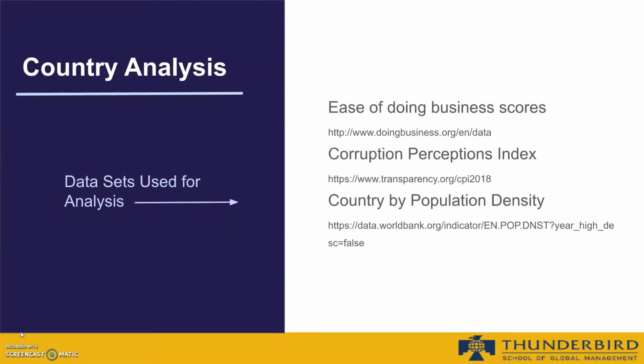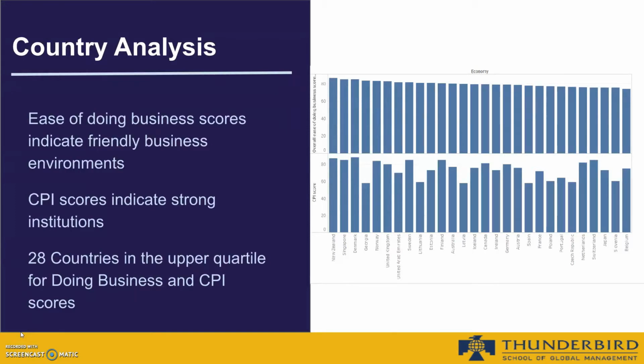shopping day. So for our country analysis, we used data sets from 3 different organizations. We used ease of doing business scores, corruption perception index scores, and population density data from the World Bank. We used ease of doing business scores because they're general indicators of friendly business environments. They measure things like getting electricity, resolving contract disputes, and they quantify information that would be hard to otherwise.